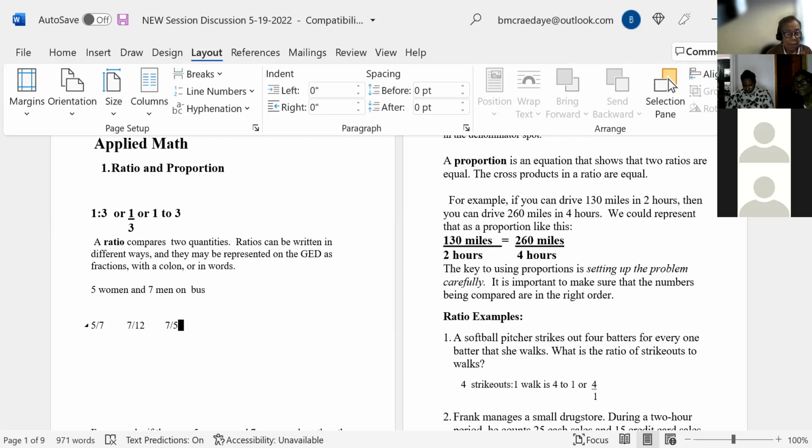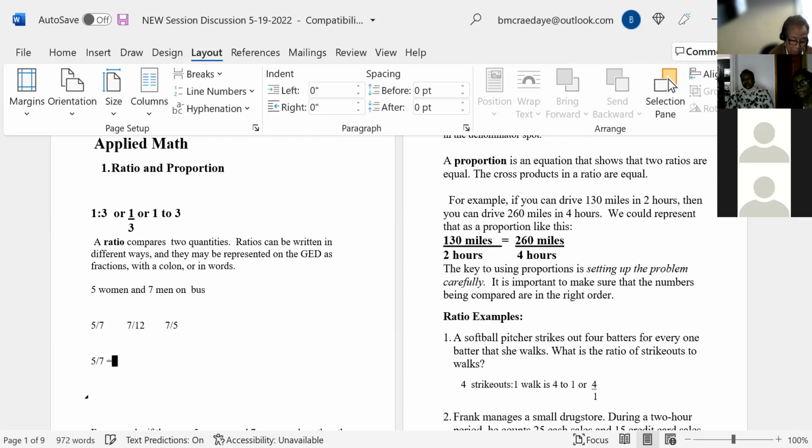For instance, there are 5 women and 7 men on the bus. Using that same ratio, if I increase my women to 10, how many men would be on the bus? I'm keeping my same ratio. How many men would there be? 12, if I want to keep the same ratio.